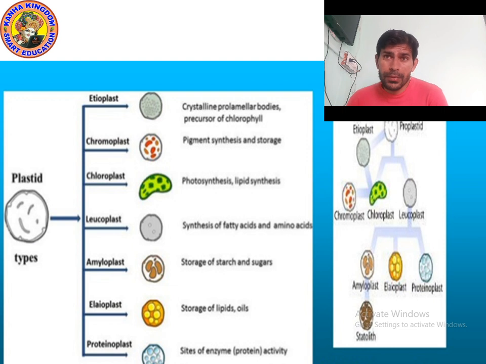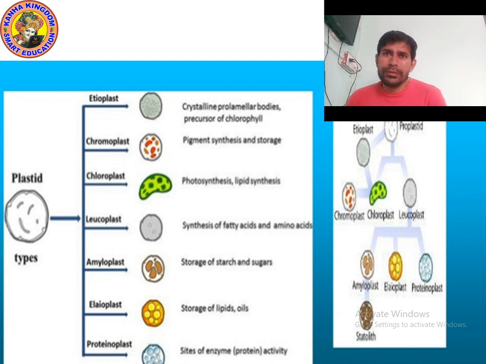And next is elaioplast, E-L-A-I-O-P-L-A-S-T. Its function is to store oils and lipids. And chloroplast also prepares the lipid, which is stored by elaioplast. And next is proteinoplast. It is the site of protein activity, or the site of enzyme activity.